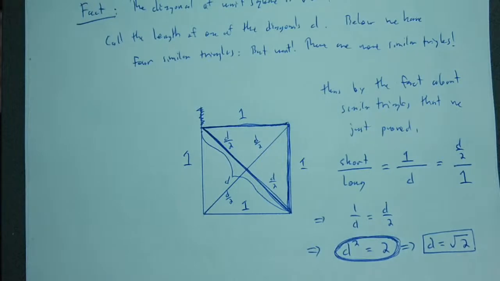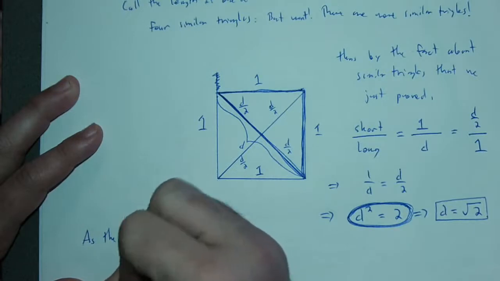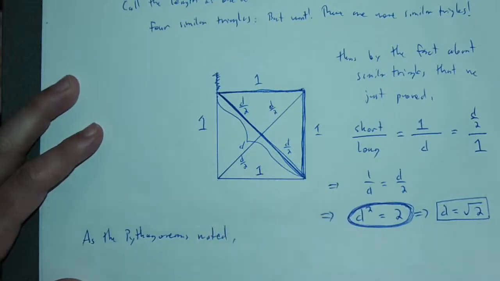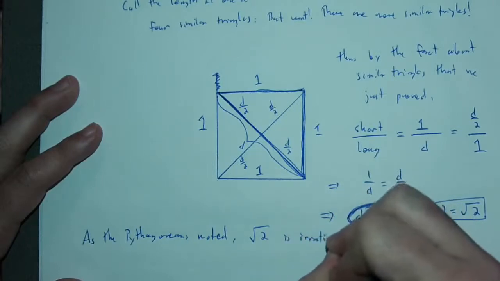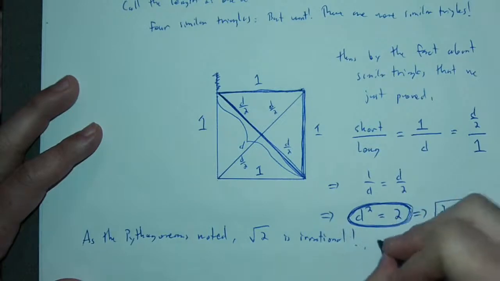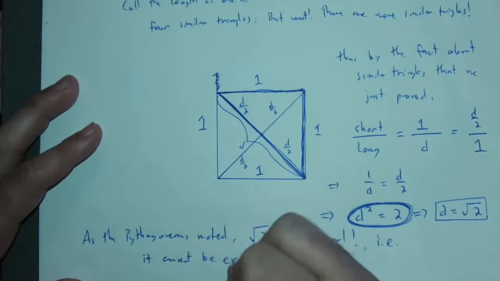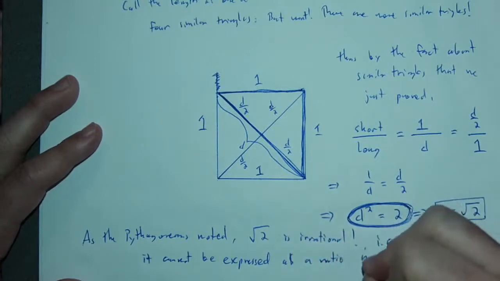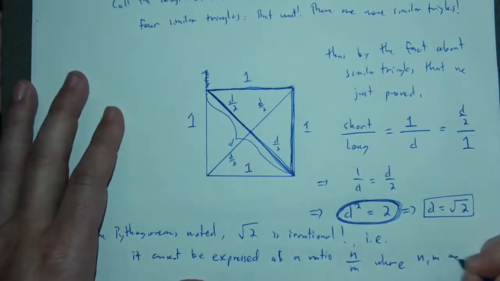Okay, now, why is this interesting? All right, so as the Pythagoreans supposedly figured out, as the Pythagoreans noted, the square root of 2 is irrational, i.e., it cannot be expressed as a ratio n over m, where n and m are positive integers.